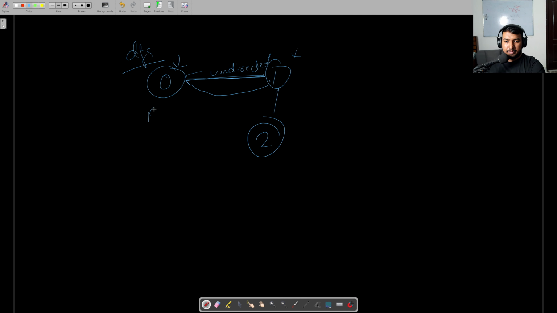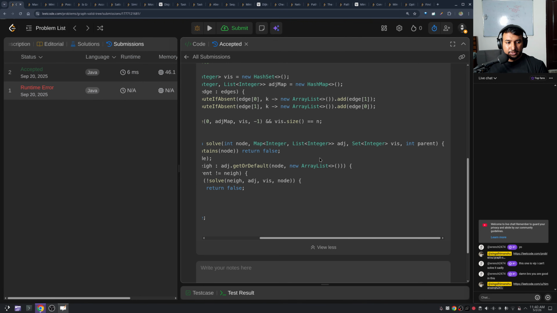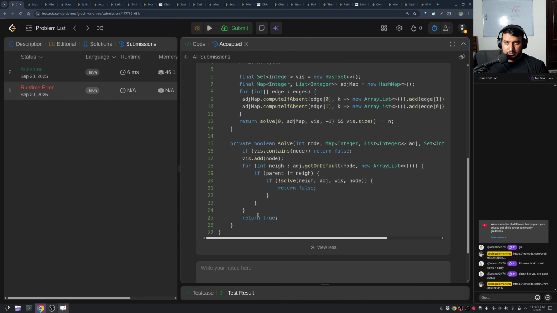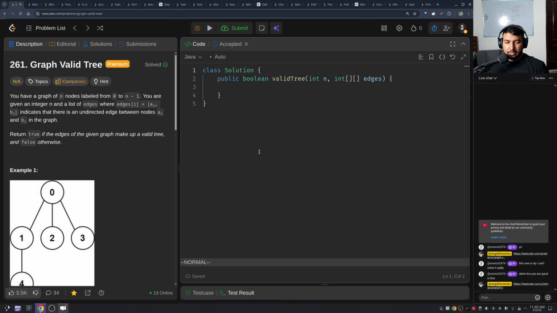So you want to keep track of a parent, and whenever you find the neighboring edge is the parent, you don't want to handle that as a cycle. So I think this is a pretty easy sort of problem if you have done graphs earlier.